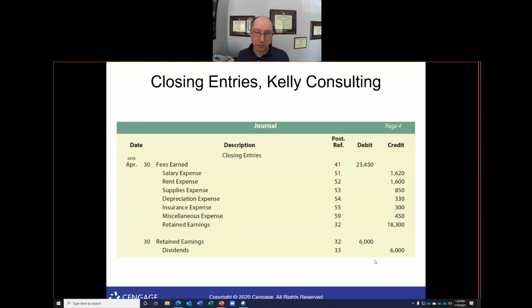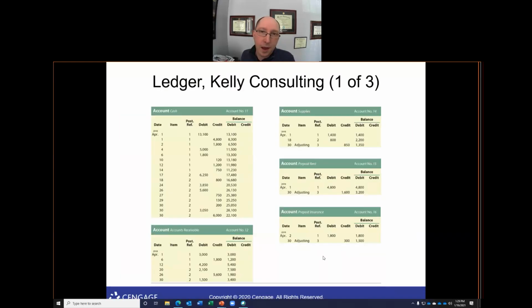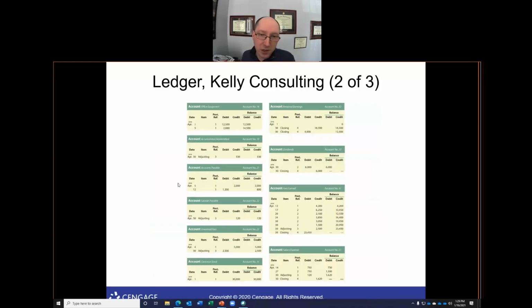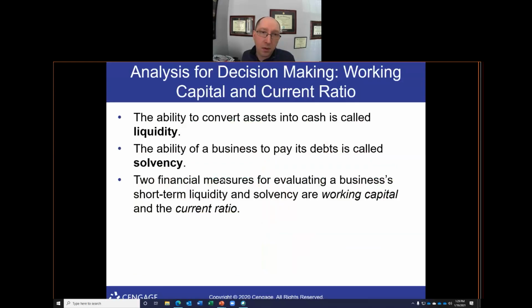to close out your dividends. And then you do your post-closing trial balance to make sure that your debits equal your credits based off of the post-closing entries. And then, of course, everything gets transferred to your ledger. This is a nice itemization of your ledger accounts. And that is the accounting cycle.